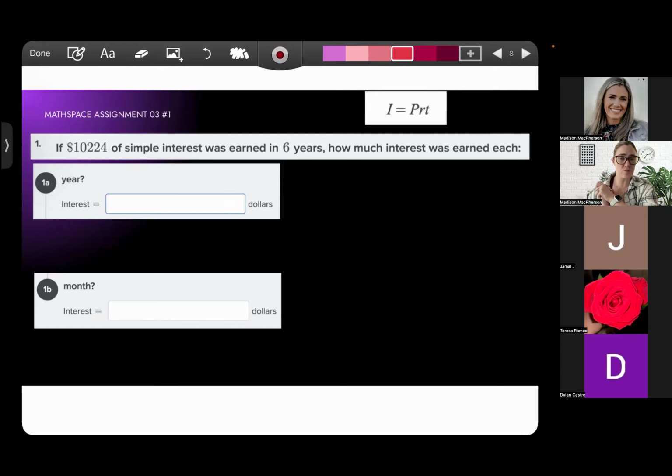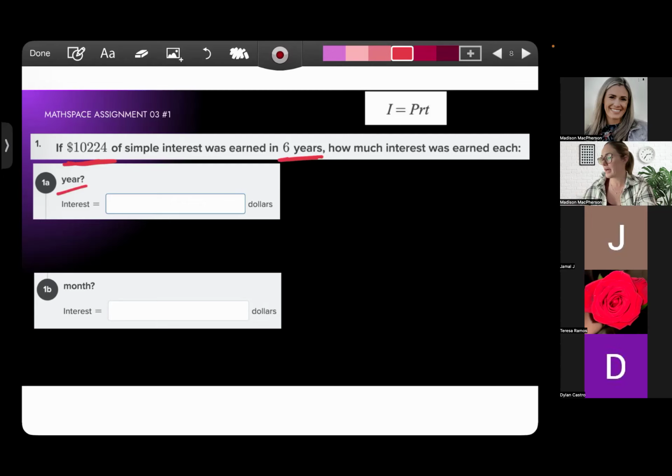If $10,224 of simple interest was earned in 6 years, earned means that's how much somebody made in 6 years. How much interest was earned each year? Okay, well, this one's a little bit simpler. It's saying in 6 years, we earned a total of $10,224. We want to know how much was earned each year. Well, if it's simple interest, it's going to be the same amount each year.